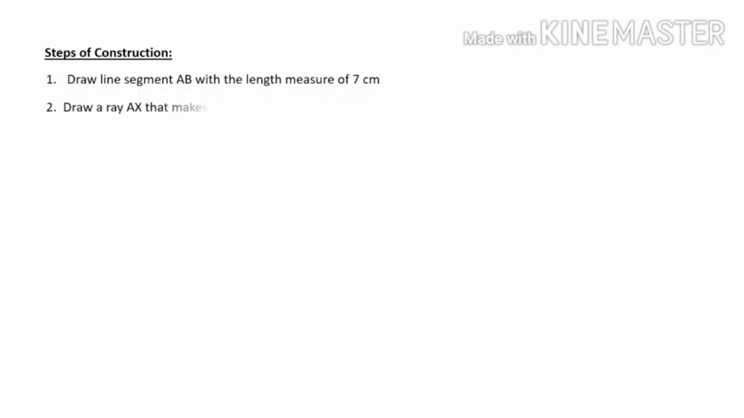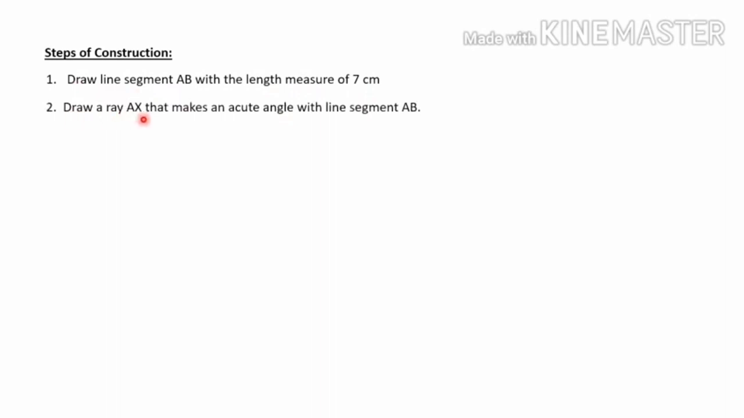Next, we have to write the steps of construction. I request all the students to write the steps of construction by using your own sentences. Please do not copy the steps of construction from anywhere. The first step is draw line segment AB with the length measure of 7 cm.